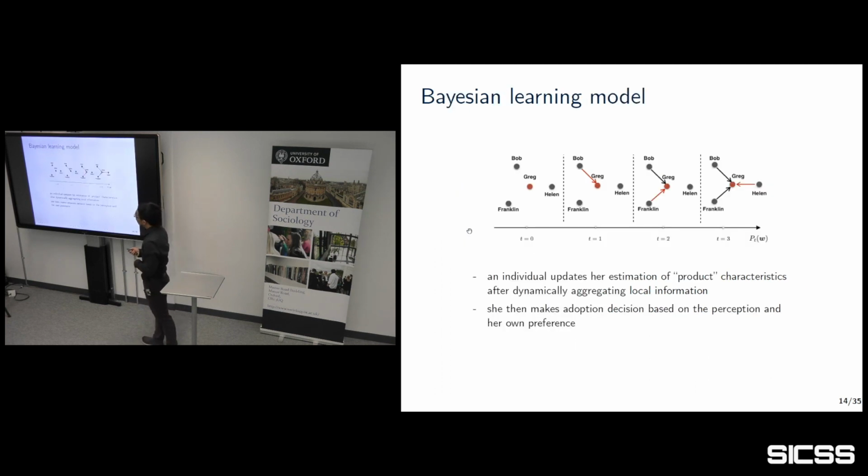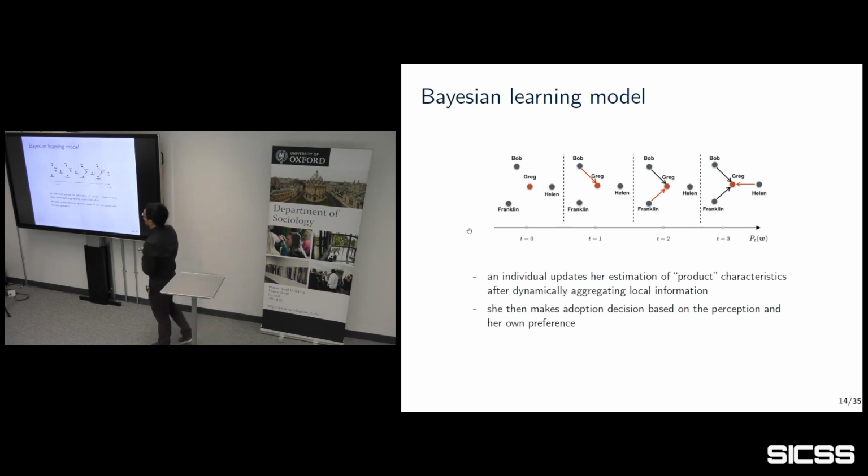So to understand how this pattern decays, what is the mechanism that leads to this decaying effect of social influence? We build a simple Bayesian model to understand it. The basic idea is that in a communication cascade, an individual will update her estimation of the product. The product is defined broadly. It's whatever that you want to adopt. It can be an app, or a piece of music, or whether you want to attend an event or not. So an individual will update her estimation of the product characteristics. So what is the event like? Things like that.